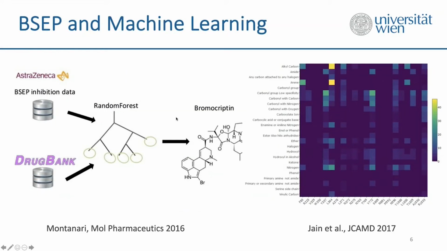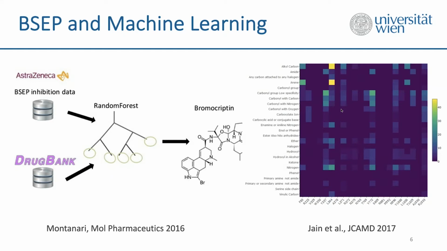Here you see another example, the bile salt export pump, where we use data provided by AstraZeneca. We also extracted data from DrugBank. In that case we made a random forest model, then screened DrugBank to identify compounds, ordered and tested them, and we identified, for example, bromocriptine as a BSEP inhibitor, which was not known up to this study. What you see here on the right side is even a step forward in the docking-based classification.